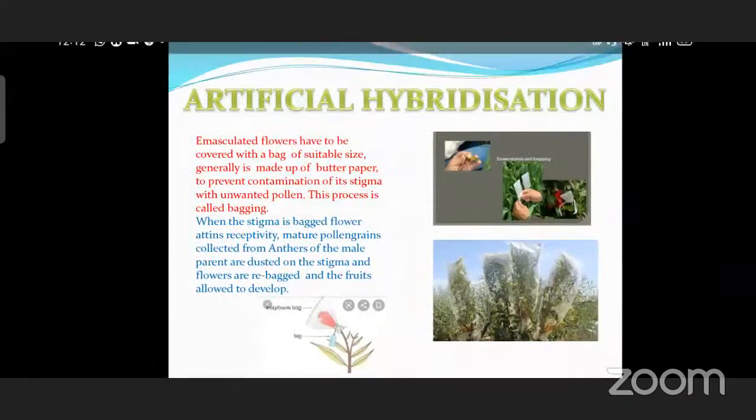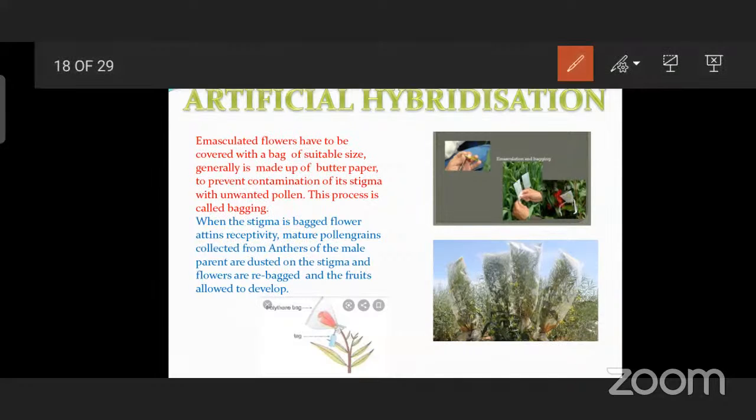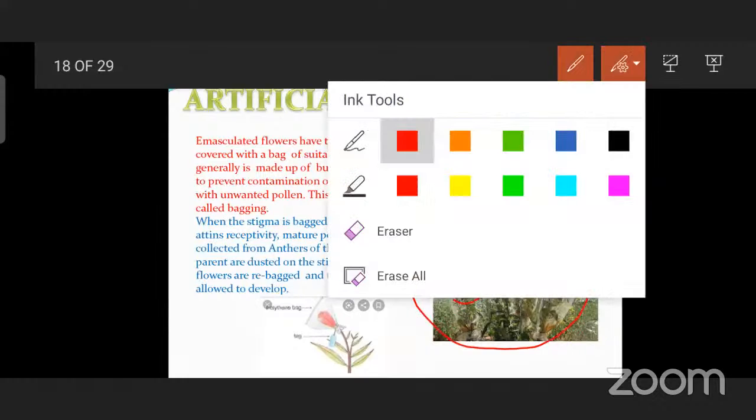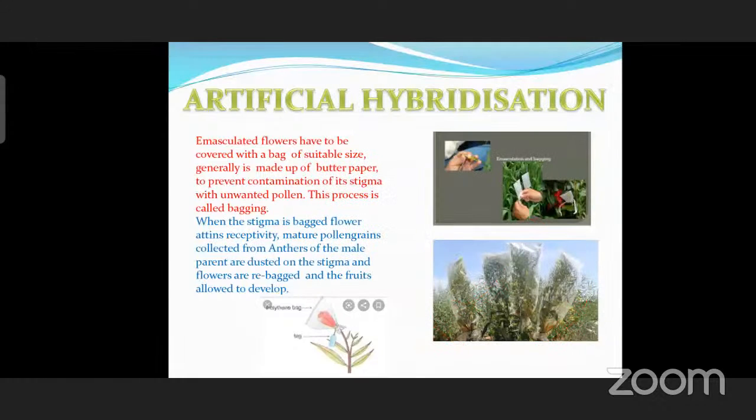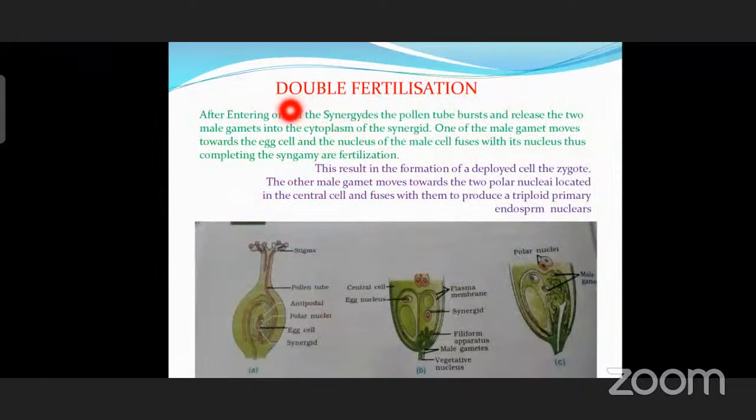If the female parent produces unisexual flowers, there is no need for the emasculation process. These female flowers are bagged before the flowers open. When the stigma becomes receptive, pollination is carried out using the desired pollen grains, and the flower is rebagged. This is artificial hybridization using two techniques, emasculation and bagging. And the next topic, double fertilization.